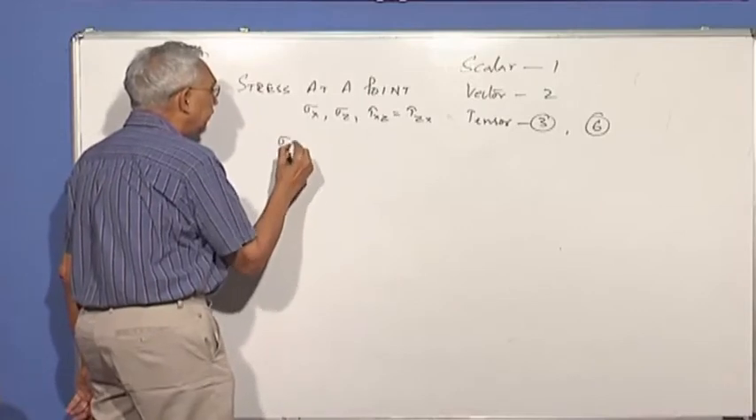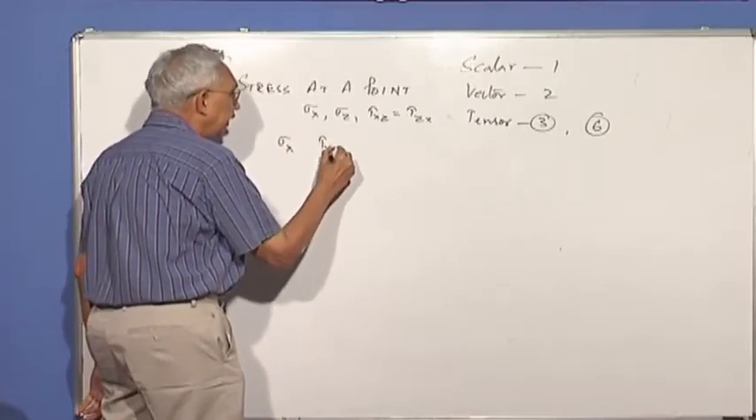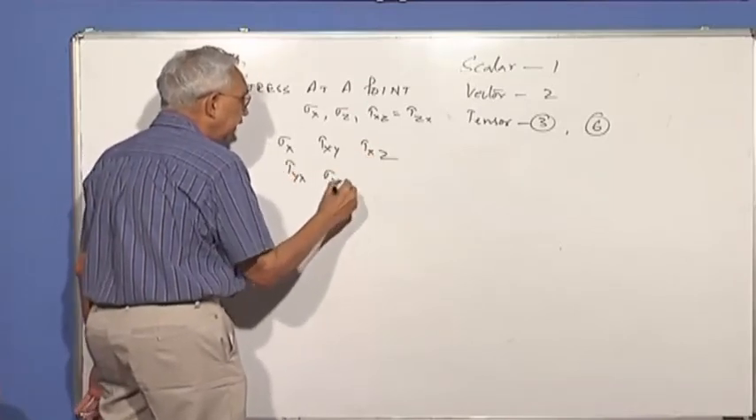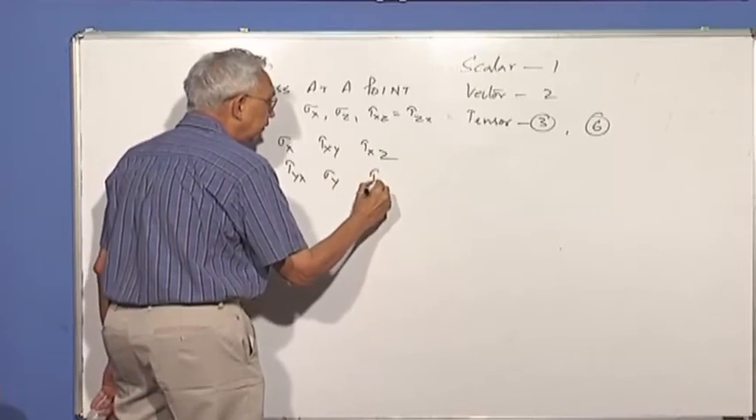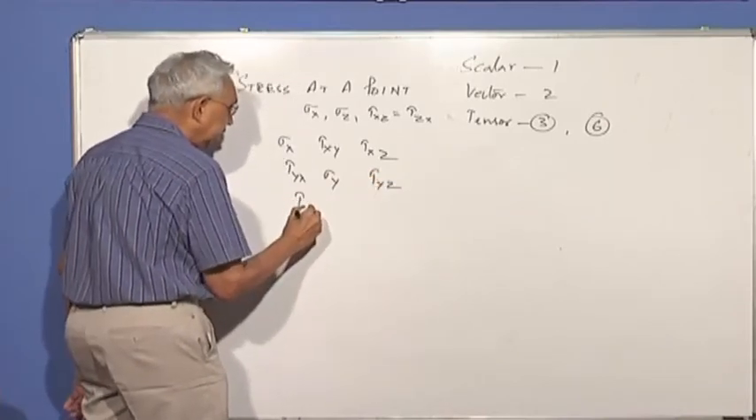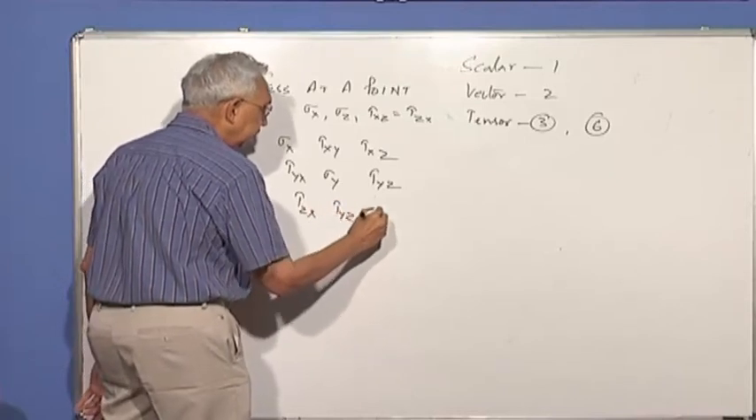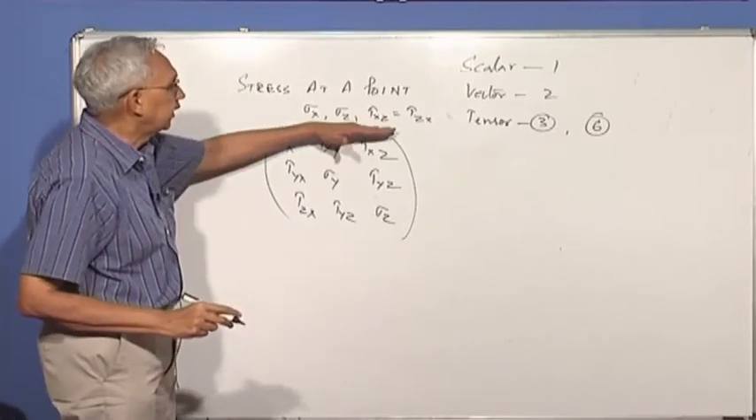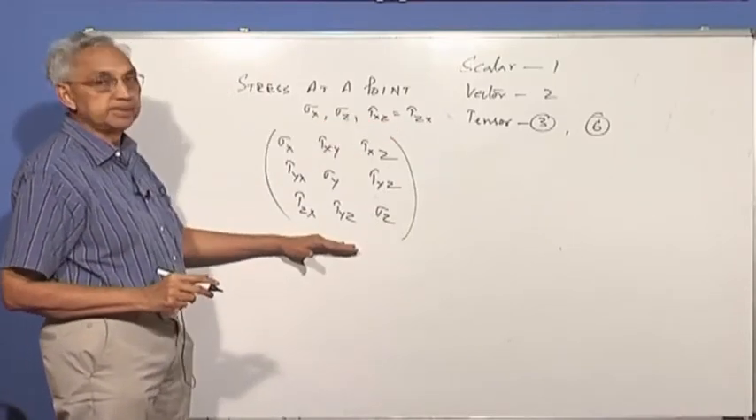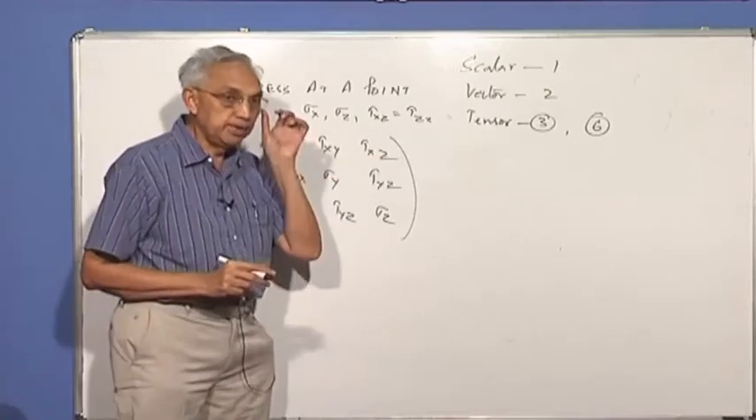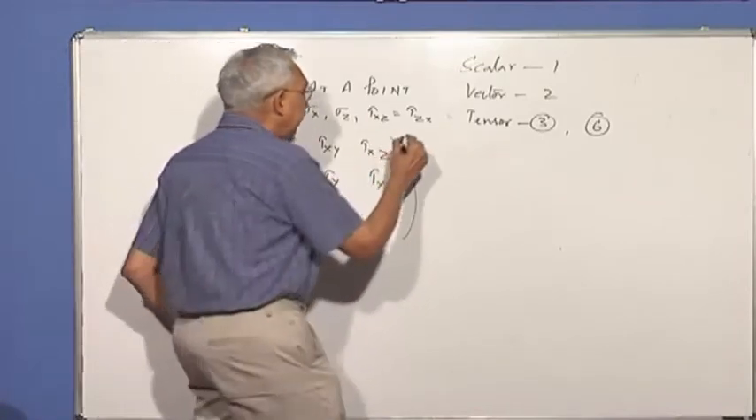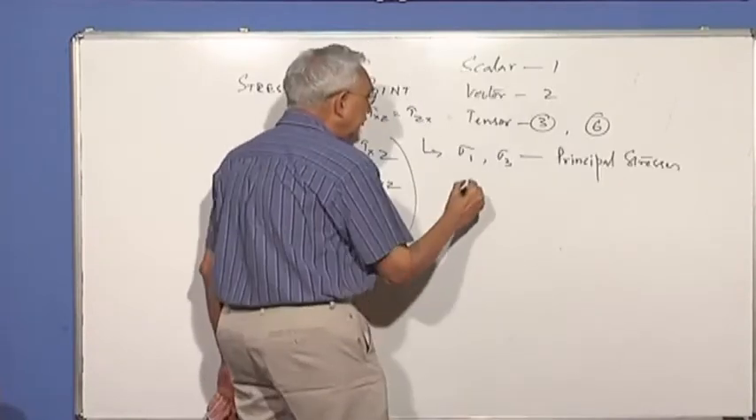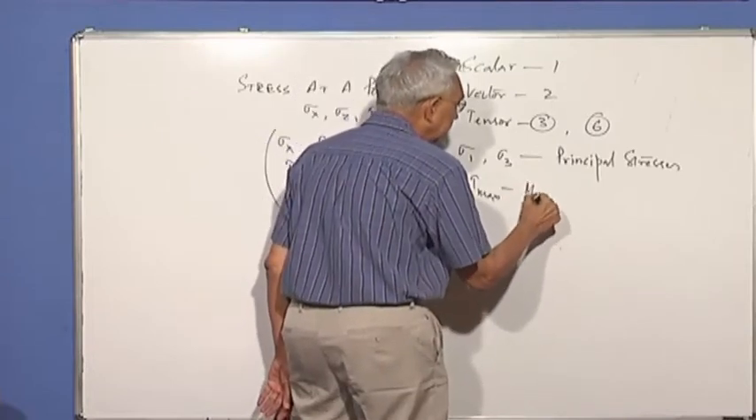Then we talk of sigma x, tau xy, tau xz, tau yx, sigma y, and tau yz. Then tau zx, tau zy, and sigma z. So a stress at a point in 2 dimensions has 3 components, and in general 3 dimensions it has 6 components, and that's why we call it a tensor. From there we calculated the principal stresses sigma 1 and sigma 3, and then we had maximum shear stress.